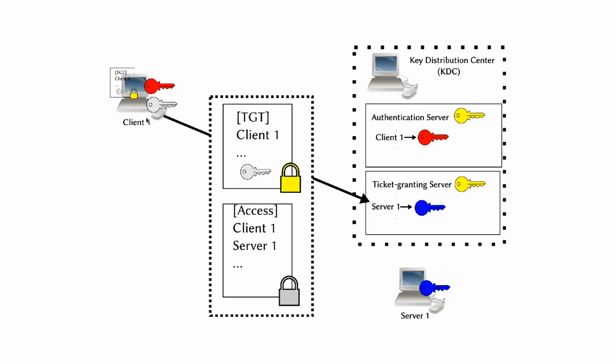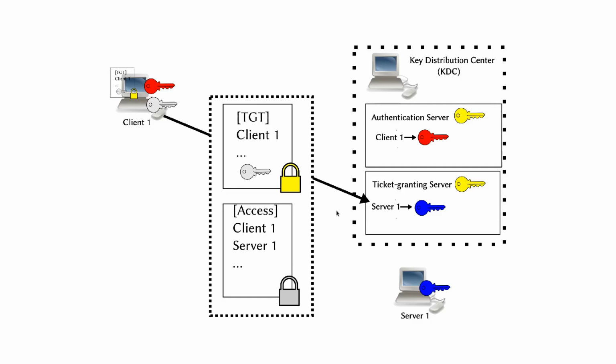Now once client 1 has got the ticket granting ticket and the session key from the authentication server, it will proceed by creating this message you see here. It contains the ticket granting ticket that it just received, and it also contains this access part of the message, which is encrypted with the session key. And inside this encrypted part is the information that client 1 wants to access server 1.